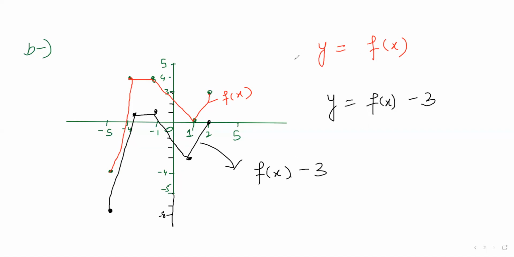Yes, I can. We have an original graph, y is equal to f of x, and the question says to transform the graph to y is equal to f of x minus 3. For transforming this, we are subtracting 3 from the whole function, so the whole function is coming downwards by 3 units. In words, we have moved down 3 units.